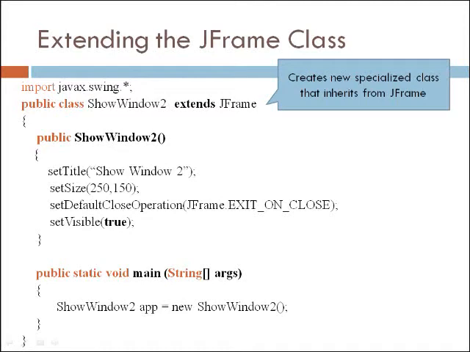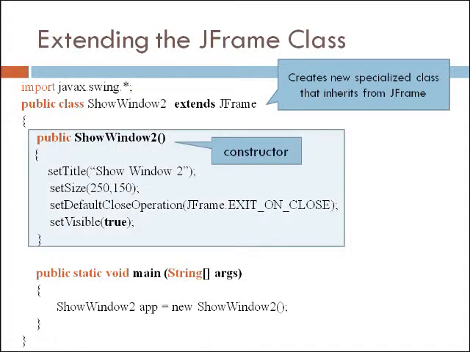We also need to make sure that we set the window visible, and to do this, we'll set visible true. If we wanted it to be invisible, we can make it false. We then make our main method where we create an object of the class showWindow2. This is embedded within our class.